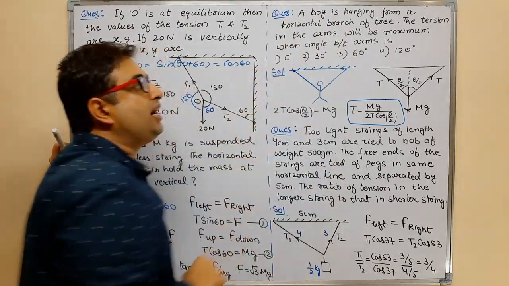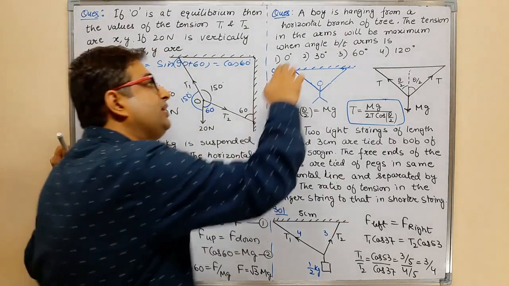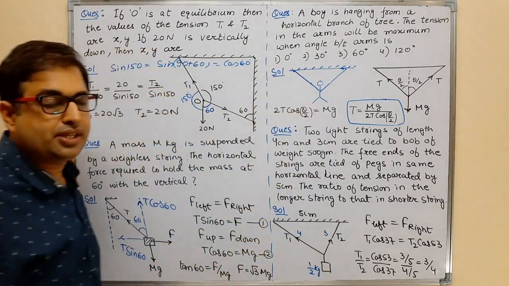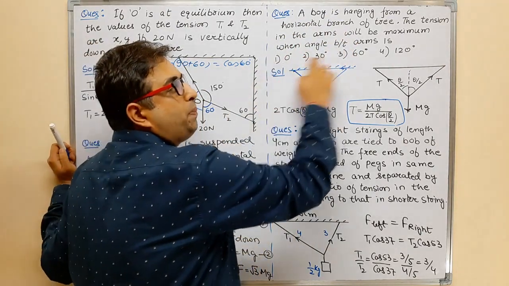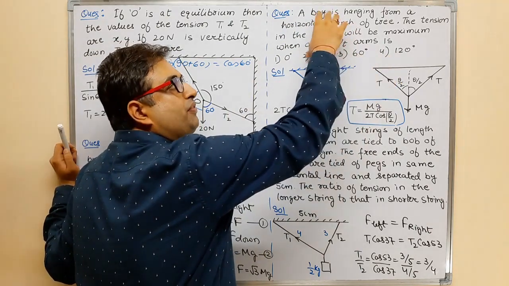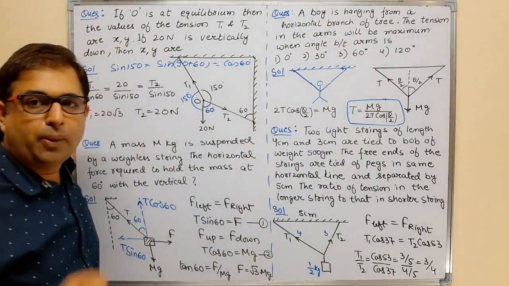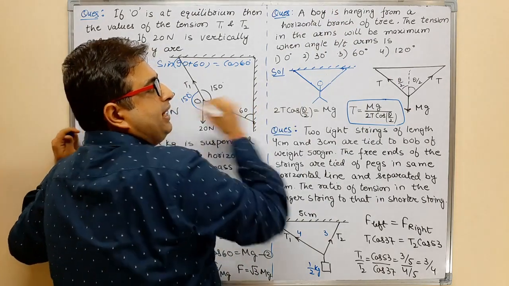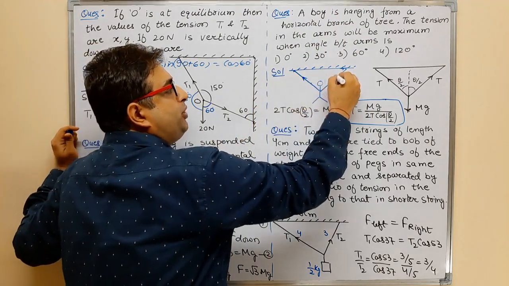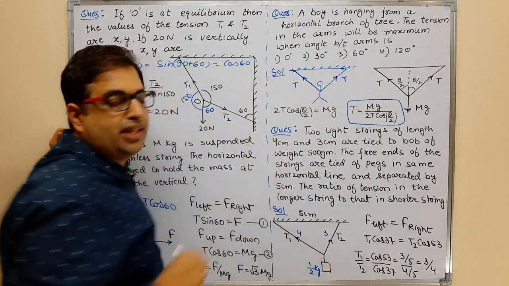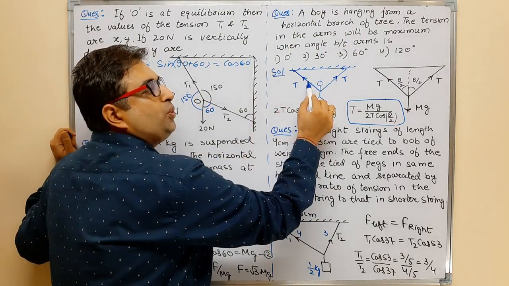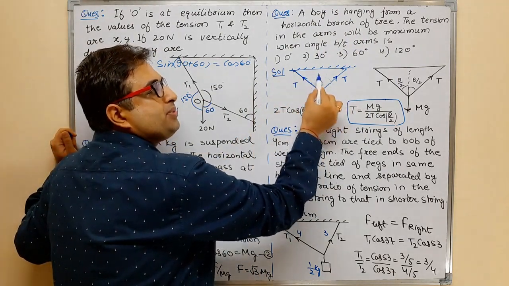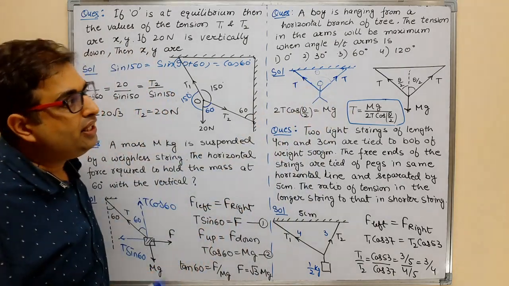The tension in the arms will be maximum when the angle between the arms is... Here I am giving you the options also, right? Because we will solve this problem from options. Suppose this is the boy and because of the weight of the boy there will be some tension in the arms. We have to find out the angle between the arms, this angle, right?